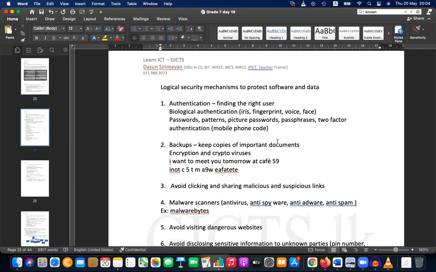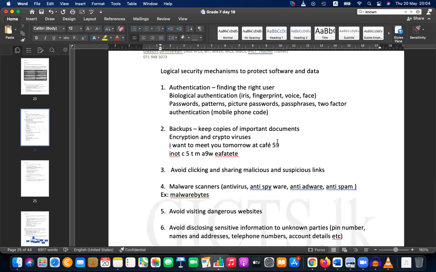Okay, so logical security, that is called authentication. Then there is biological authentication, but you can't use a fingerprint login, voice login, face recognition or iris recognition for Wi-Fi. Iris is the dark part of the eye. You cannot use that kind of recognition. Therefore, you have to use a password or pattern password, a picture password, a passphrase.